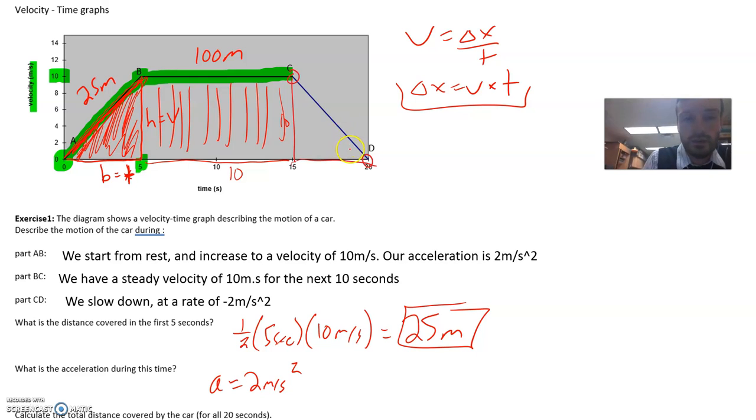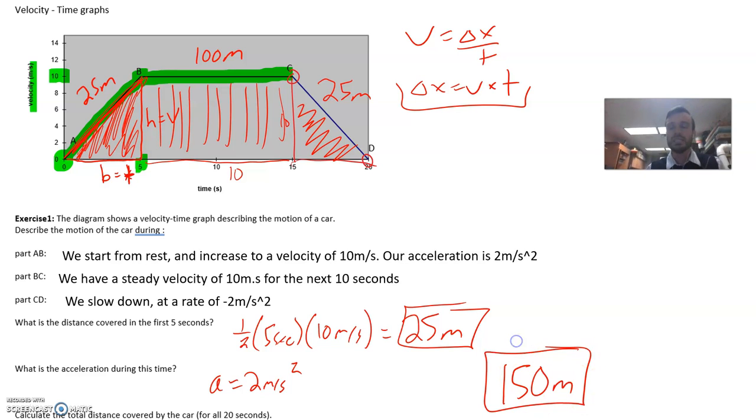And then from C to D, we have another triangle here, and actually that triangle has the same area as the other one, 1/2 base times height. And so what do we see? After 20 seconds, we went 25, then we went another 100, then we went another 25. So what's the total? Our total distance there is 150 meters. That's how far you're going to travel on that VT graph.